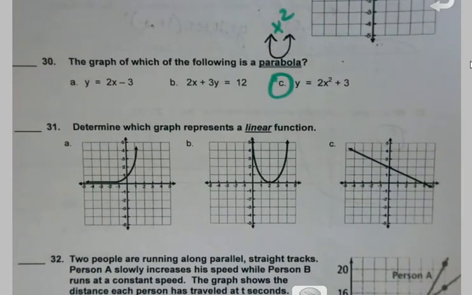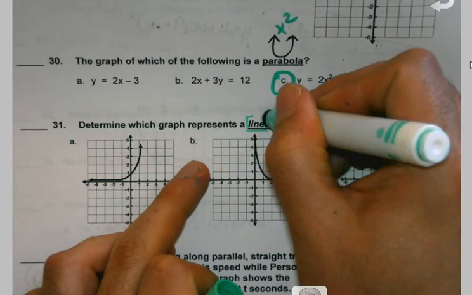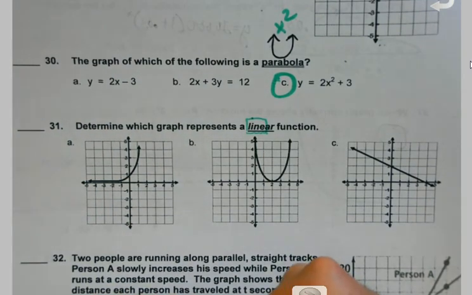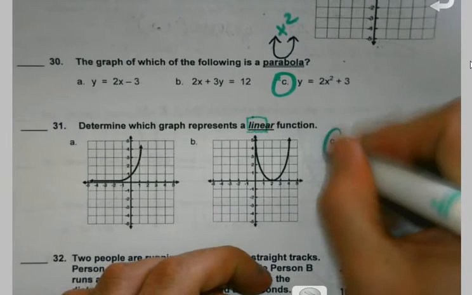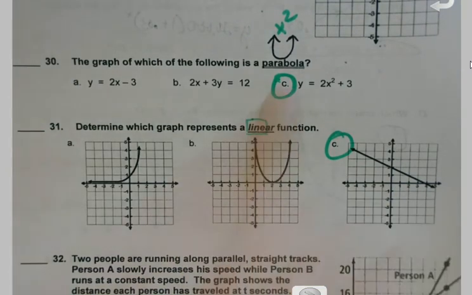Determine which one is a linear function. Part of the word linear is line. Which one of those is a line? C. Okay. So here it's just about understanding the language that's being asked for here. So I'm asking for a line. Match up the one that's a line. It says parabola, look for the U. Okay.